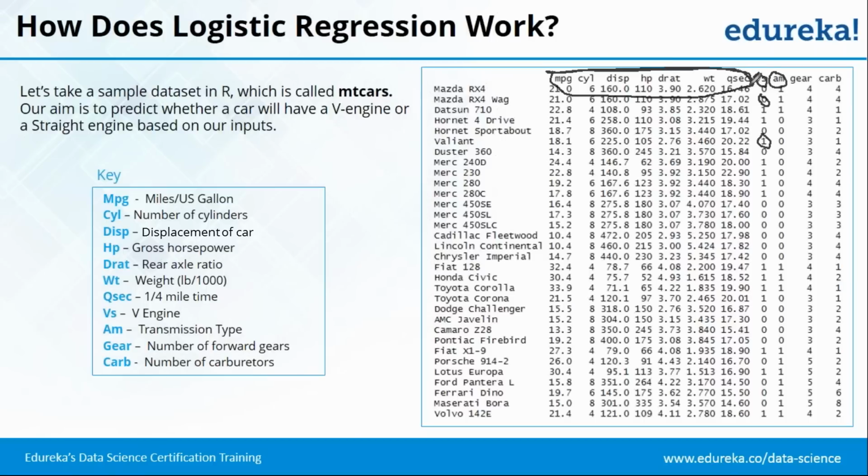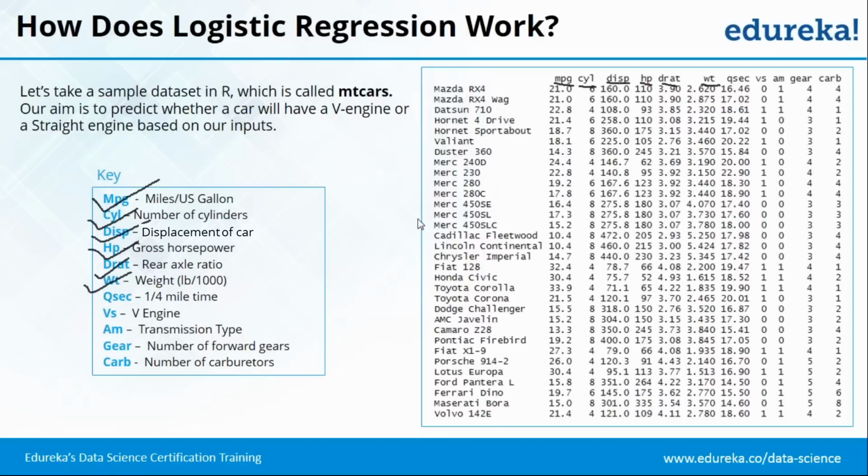These are actually the parameters of the car, and you can look at what each means in the key for the data set. MPG means miles per US gallon. CYL is the number of cylinders in your engine. DISP is the displacement. HP is the gross horsepower of the car. DRAT is the rear axle ratio, etc. And WT is the weight.